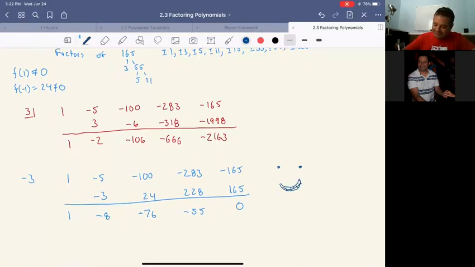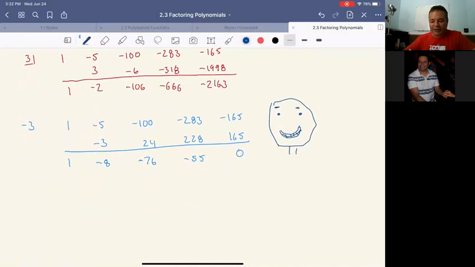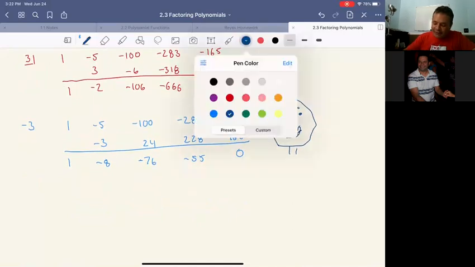Okay. Get some eyebrows here. I'm not an artist, okay, but that one works. All right, so what does that tell us?